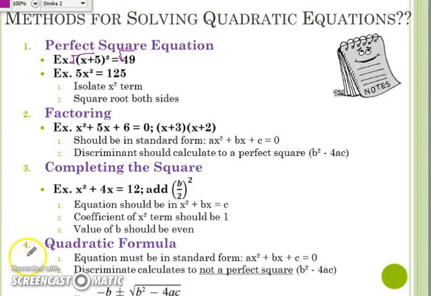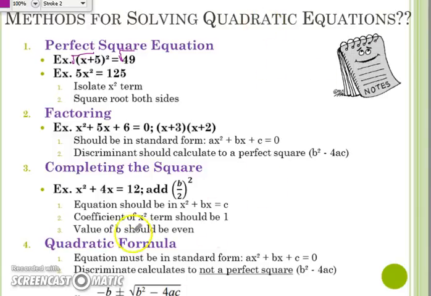And then the last method that we've talked about is with the quadratic formula. So you want your equation to be in standard form, so ax squared plus bx plus c set equal to 0. And always start off by calculating out the discriminant to see if it is a perfect square or not.